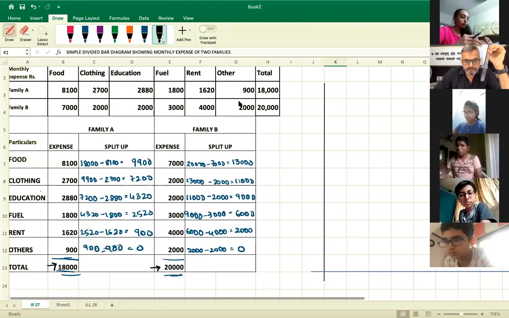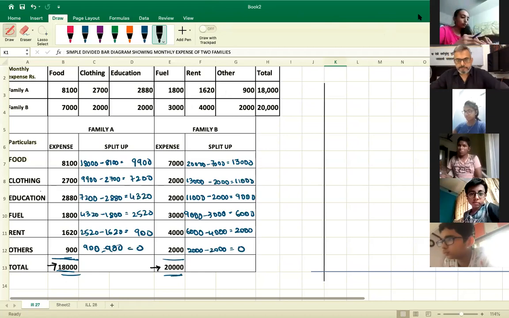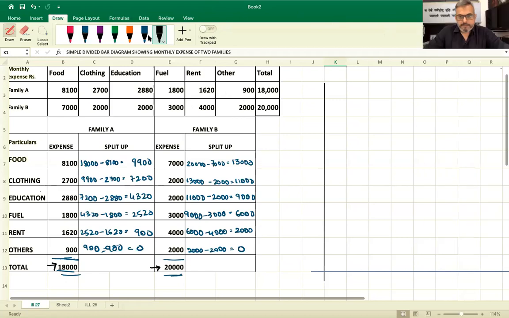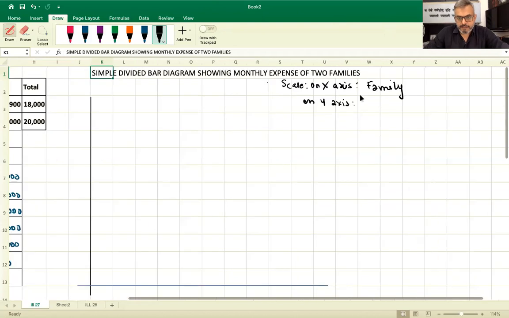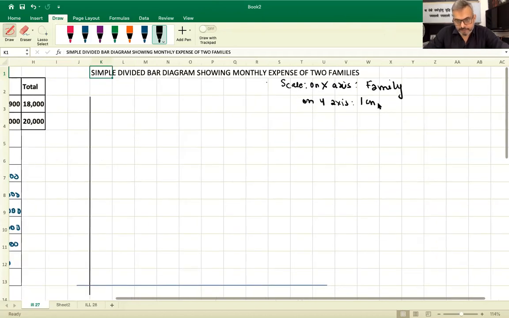Write the scale. सर 1000 लिया चलेगा ना? हाँ चलेगा चलेगा, not a problem. We write the scale 1 centimeter is equal to rupees 2000. Okay, I am taking 2000. You can take whatever you want to take.